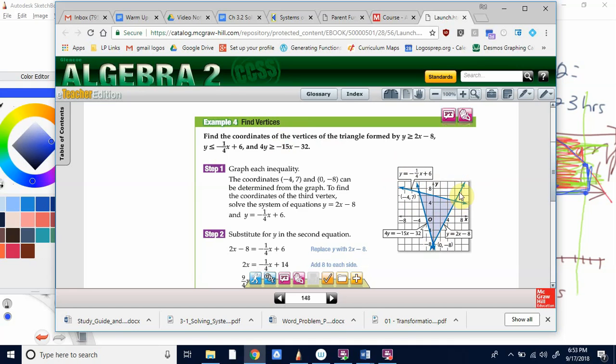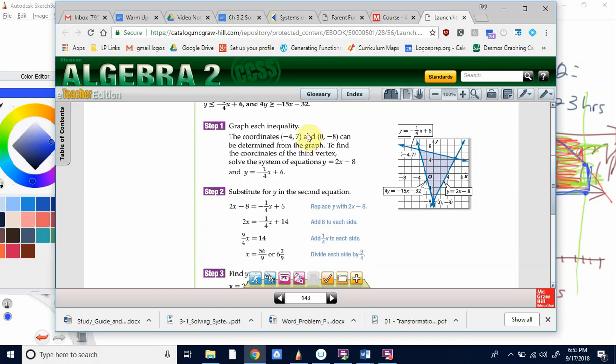How do we find this coordinate? Well, this line is y equals 2x minus 8. This line is y equals negative 1/4 x plus 6. Since we can find the intersection, change the inequality signs to equal. So we have y equals, can't we just use substitution and substitute this in for y? So we have 2x minus 8 equals negative 1/4 x plus 6.